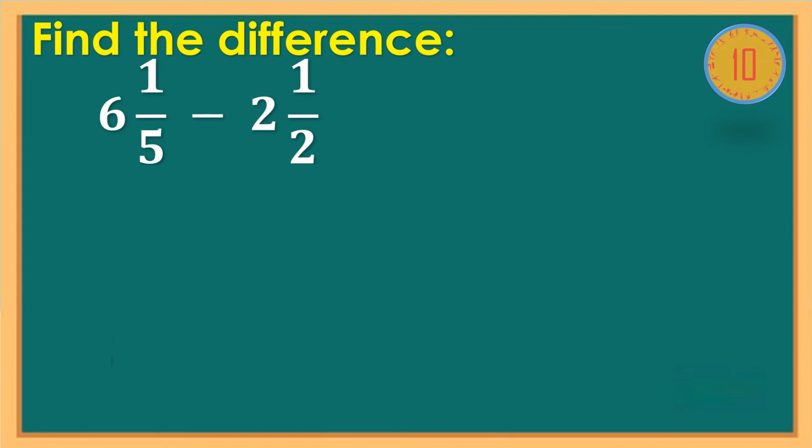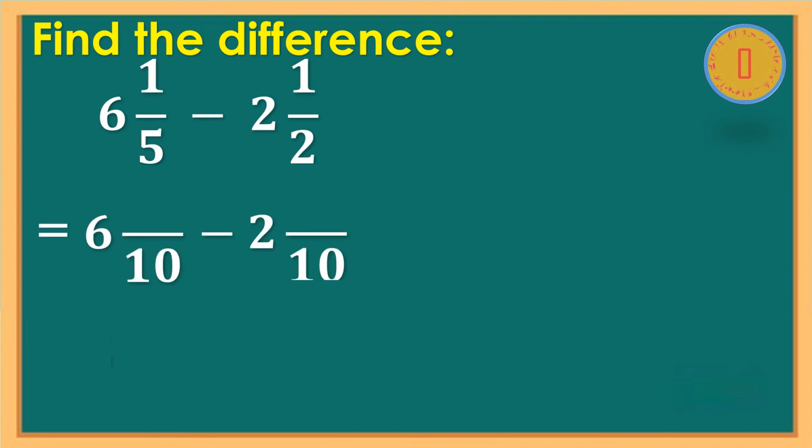Find the difference. 6 and 1/5 minus 2 and 1/2. 6 and 1/5 and 2 and 1/2 are dissimilar fractions or dissimilar mixed numbers. So we will get first the LCD of 5 and 2, or LCD of 1/5 and 1/2, which is 10. We copy 6 and 2. So 10 divided by 5 is 2 times 1 is 2. 10 divided by 2 is 5 times 1 is 5.